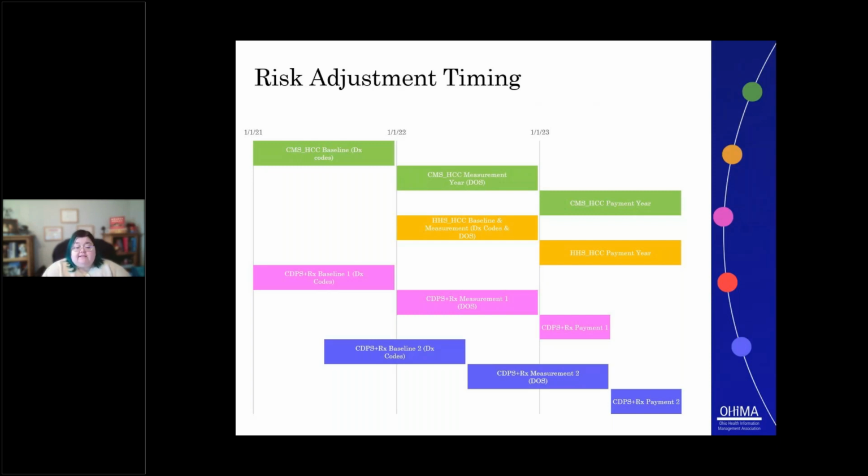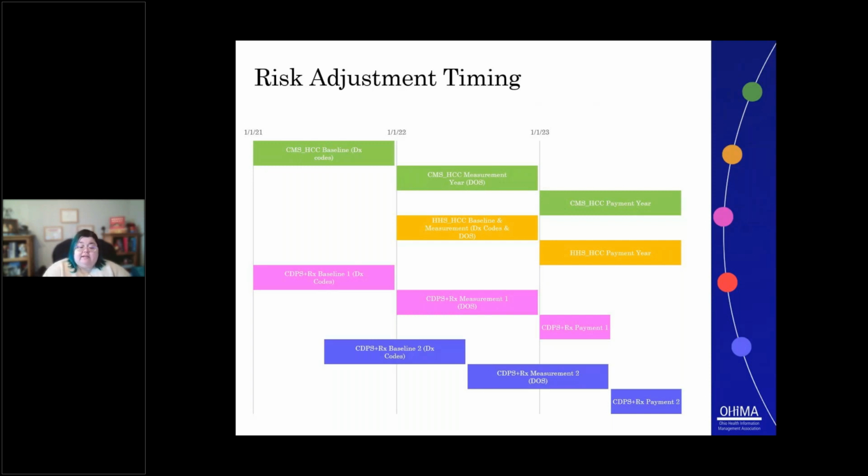The CDPS and CDPS RX models are in pink and purple, and they work a little differently. So you'll see in these that they typically use a 12-month look back for baseline and measurement, but then they actually only risk adjust payments at a 6-month interval instead of a full year interval.